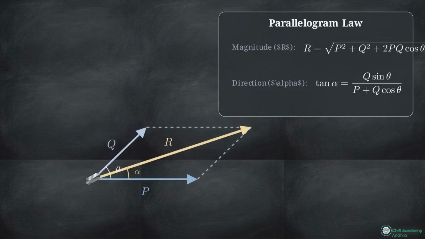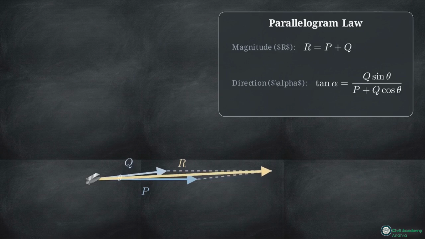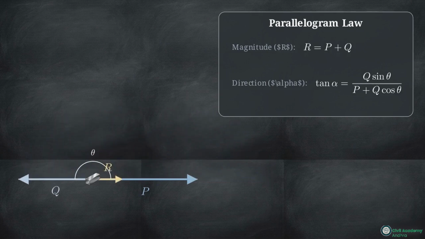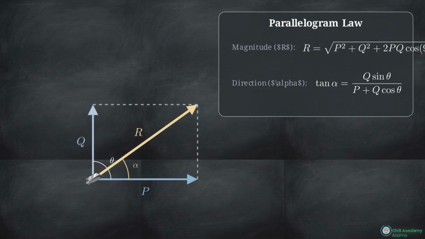You can bypass the full equation at specific boundary conditions. If the angle between the forces is 0 degrees, the resultant is simply p plus q. If the angle is 180 degrees, they directly oppose each other, and the resultant is p minus q. If the angle is exactly 90 degrees, the cosine term drops to 0, leaving you with the standard Pythagorean theorem.